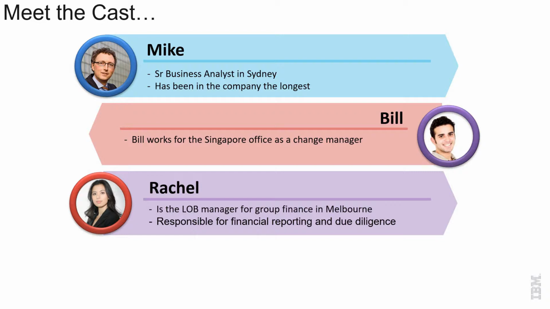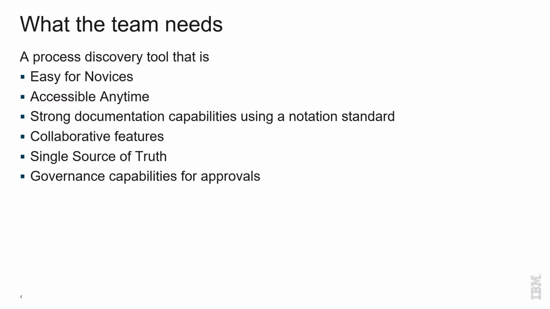And then our manager is Rachel. She's a line of business manager responsible for group finance in Melbourne. And we have to make sure that our reporting is consistent with her financial figures as well. So those are the 3 people in our story today: Mike, Bill, and Rachel.